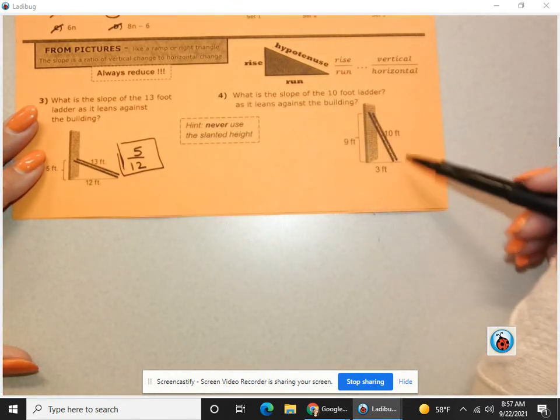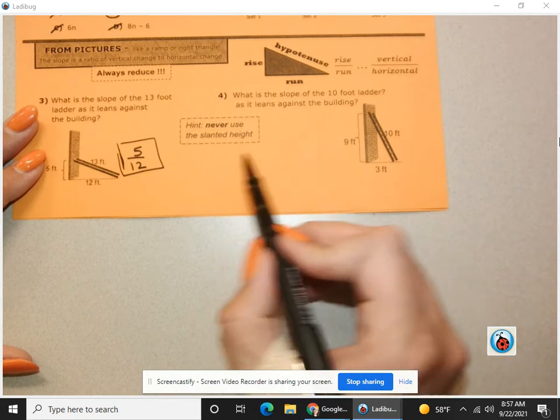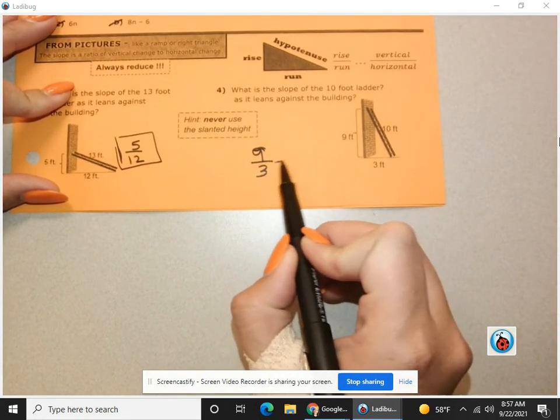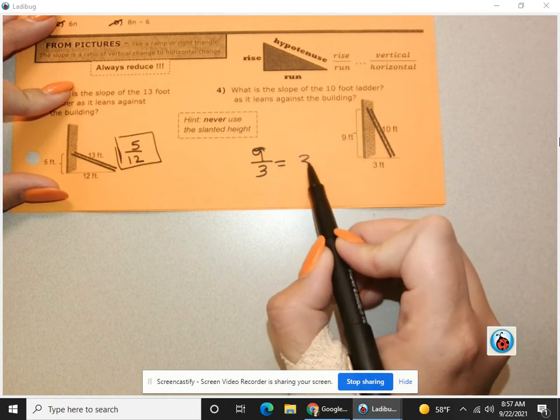What about, what's my slope here? How much do I rise? How much do I run? Does it reduce? To what?